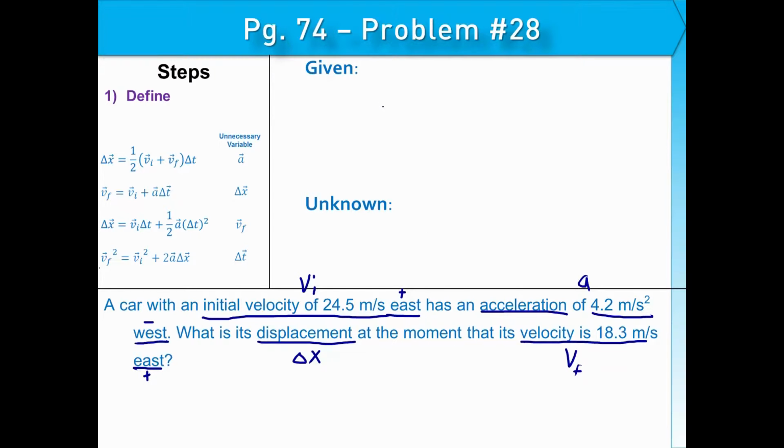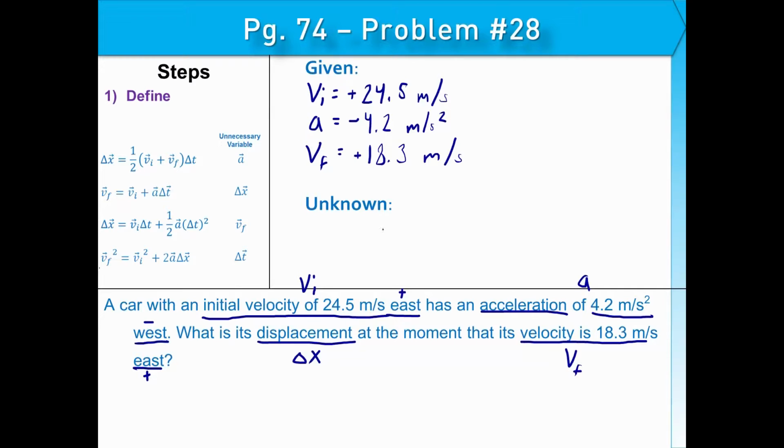So let's go ahead and write my givens. The initial velocity is going to be a positive 24.5 meters per second. My acceleration is going to be a negative 4.2 meters per second squared. And again, it's negative because it's going in the west direction. And the final velocity is going to be a positive 18.3 meters per second. And my unknown in this case is displacement.